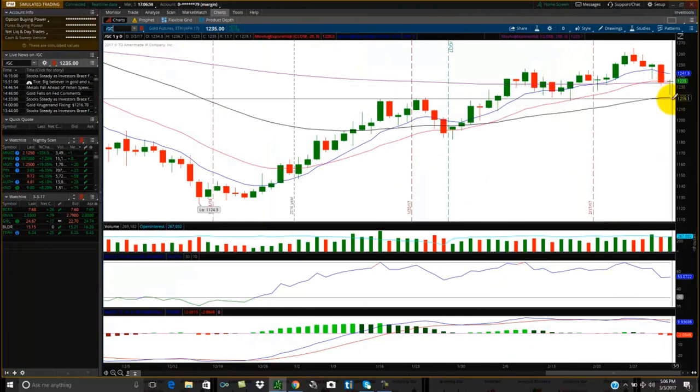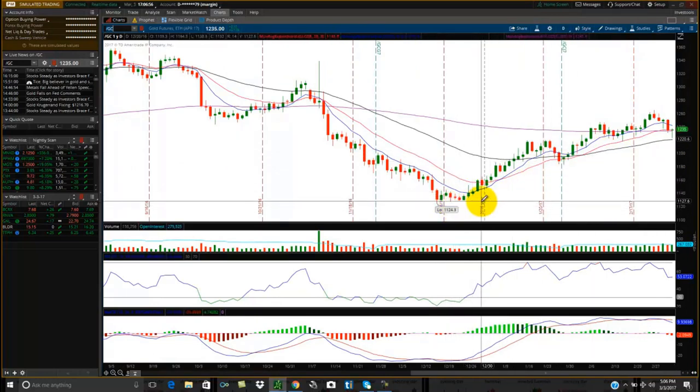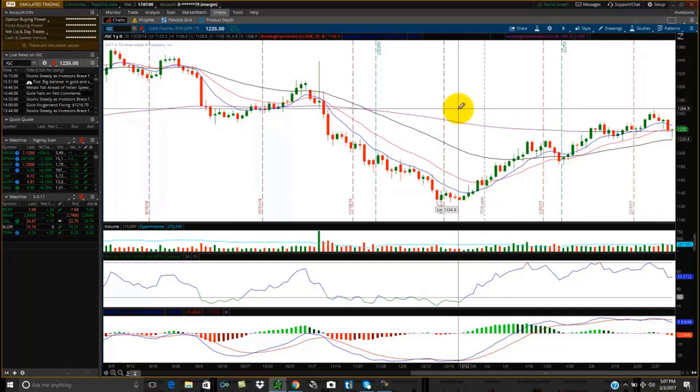If it starts to close below here now, the 50, then who knows? It might fall back down again, and it can fall. It could have a long way to fall. But it's all about these moving average lines. Where is price? Is price above the moving average lines? Is the 9 above the 20, above the 50, above the 200, which is very bullish?